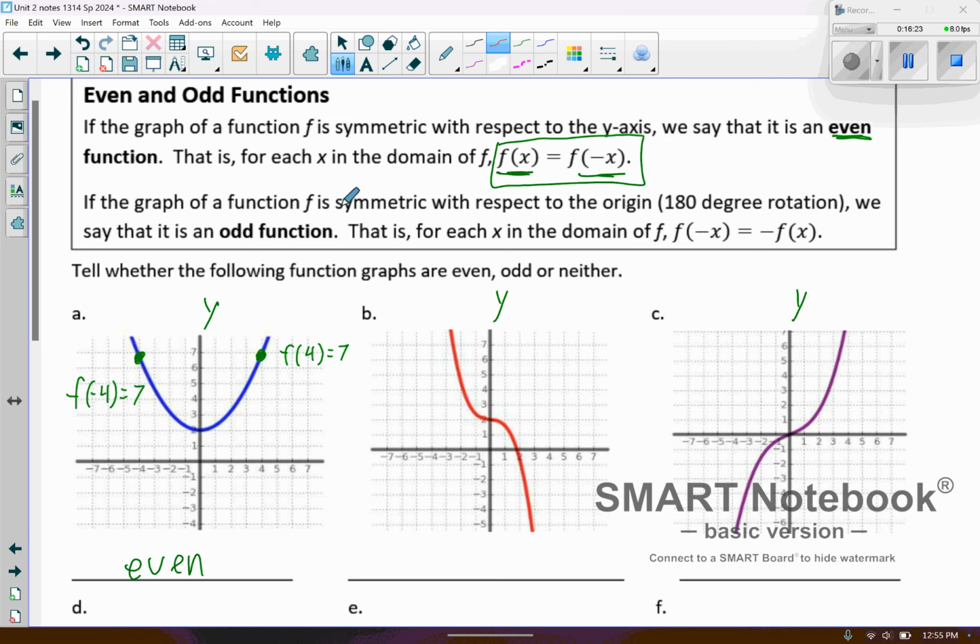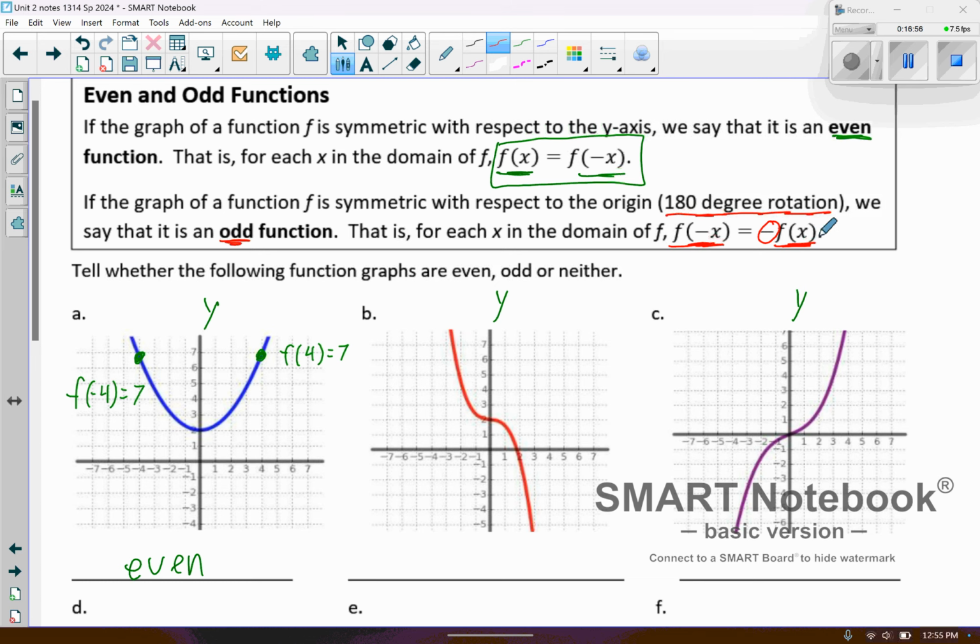So if the graph of a function f is symmetric with respect to the origin, what they basically mean is a 180 degree rotation, we say that it is an odd function. And so really odd is going to be associated with the opposite. You're going to get the opposite result. And that's basically what this is saying right here. So if I plug in negative x, f of negative x, I get the opposite of what f of positive x was.